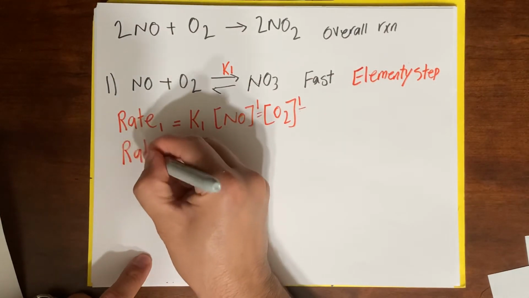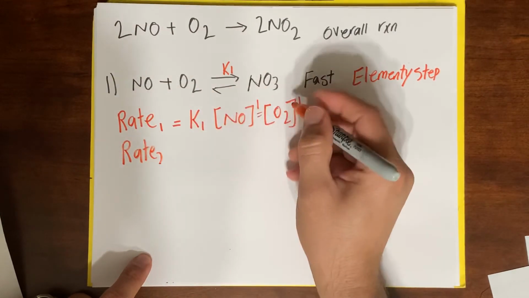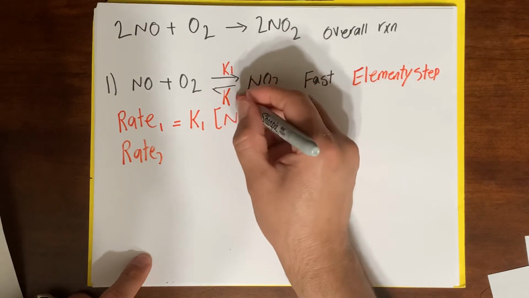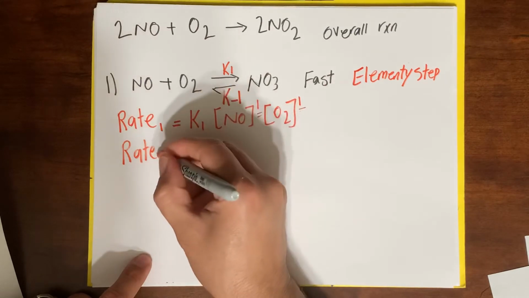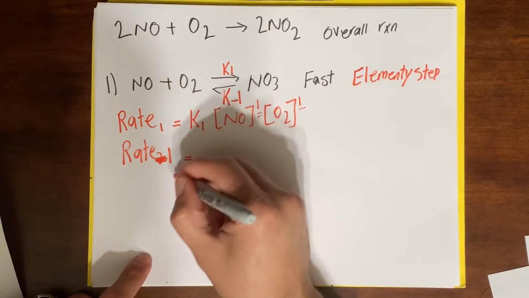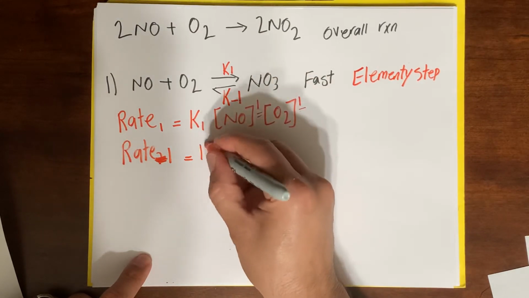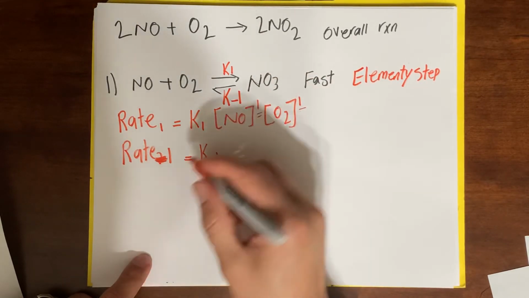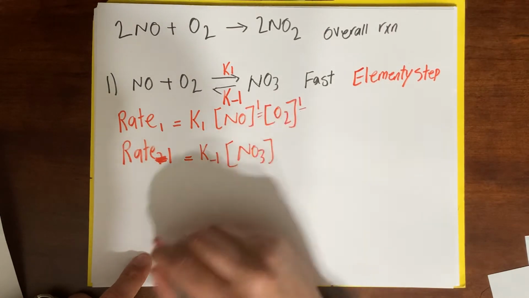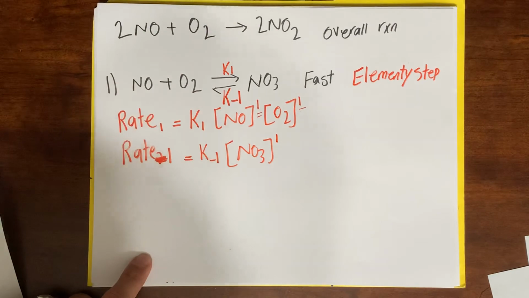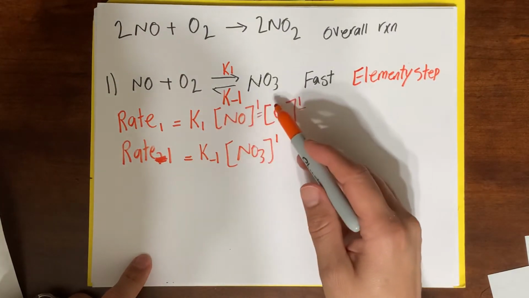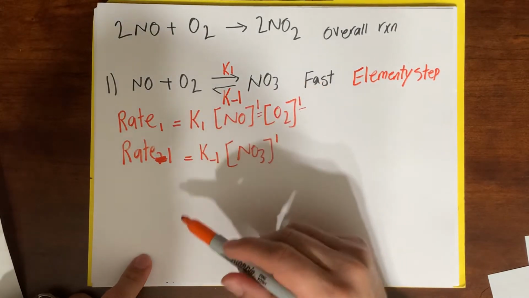Rate law of the reverse reaction. Reverse reaction, because it's still the first reaction, we show it by -1. So we say rate -1 is going to be equal to K -1 multiply NO3, just 1. So I know rate law for each step just by reading the reaction.